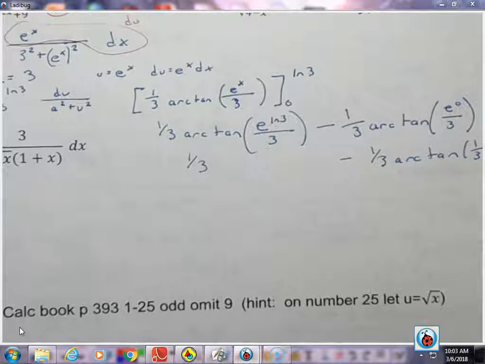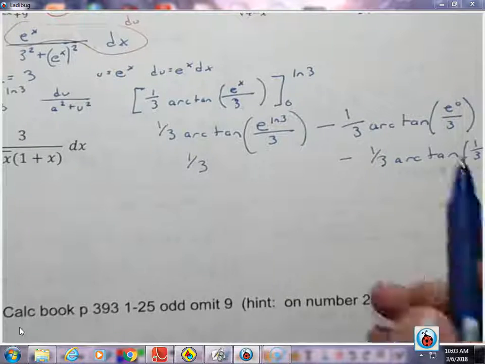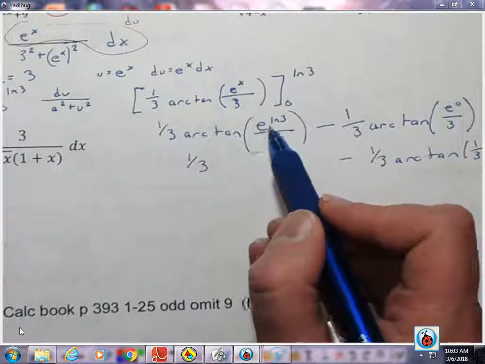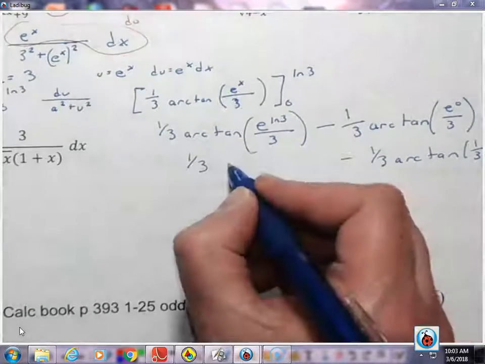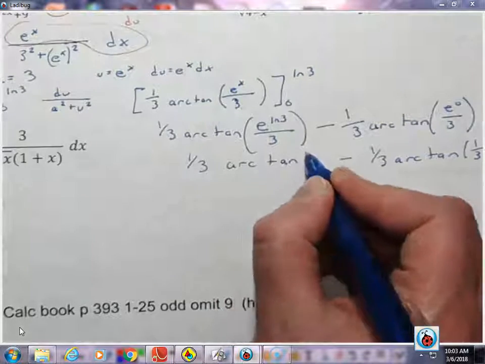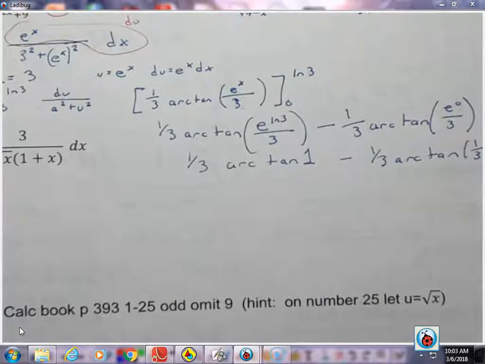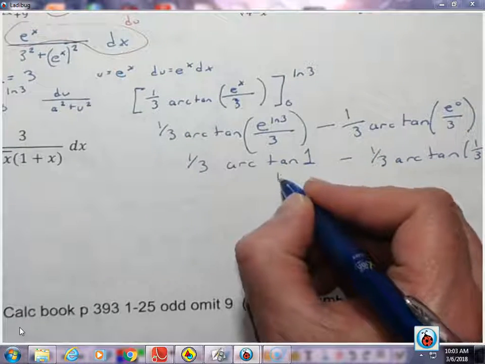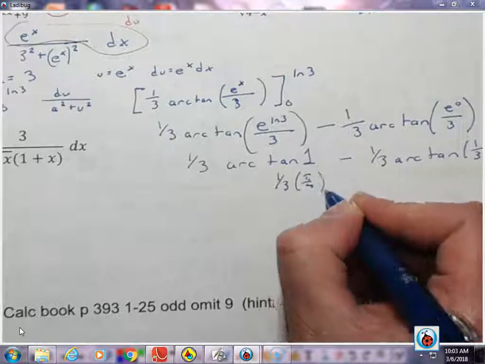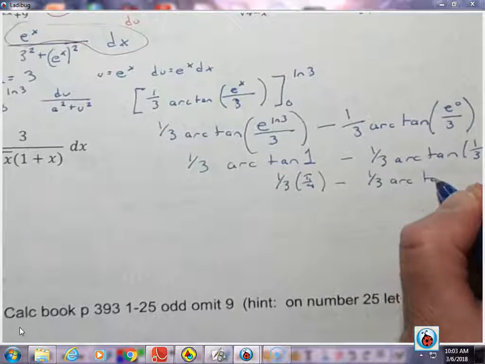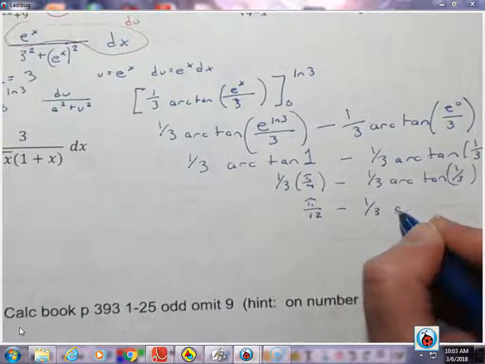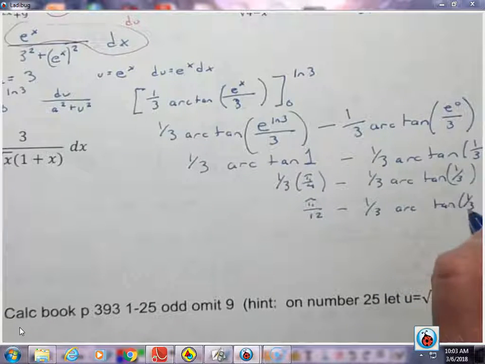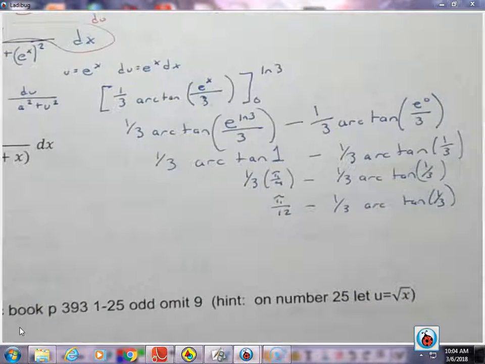e to the ln of 3, what is that? 3. Because e and ln are inverse functions, so they undo each other. So that would just be arctan of 3 over 3, which would just be arctan of 1. And that is 1, I know. What is the angle whose tangent is 1? Pi over 4. Okay, so you could just call that pi over 12 minus 1/3 arctan 1/3. So it's not a unit circle value. You're not expected to substitute in for it.